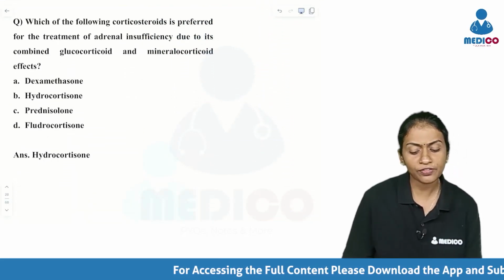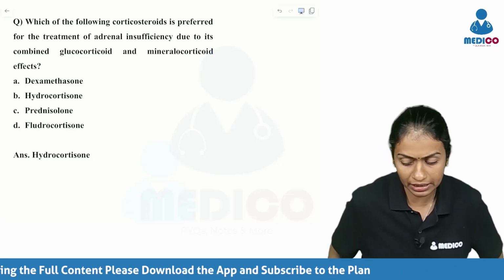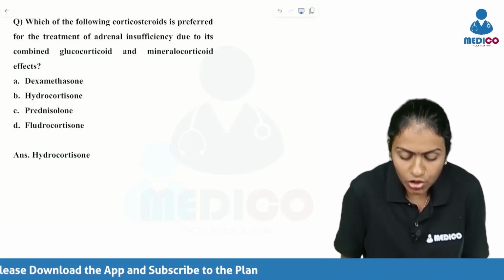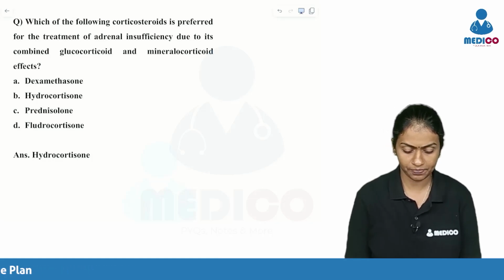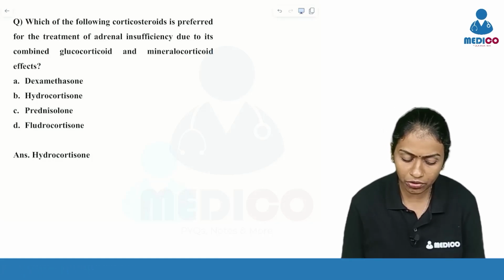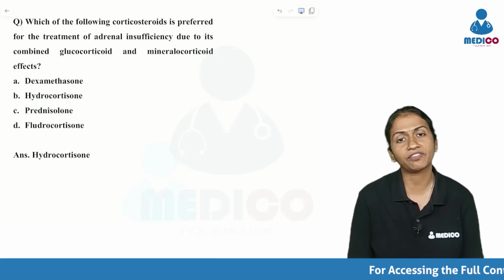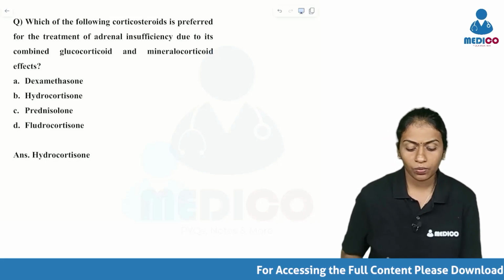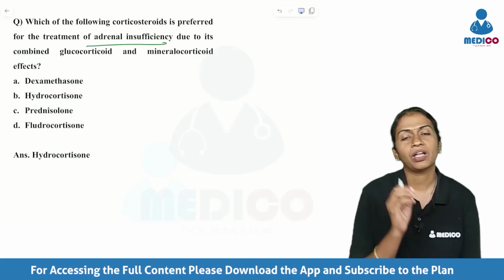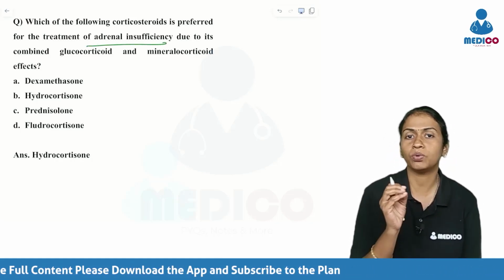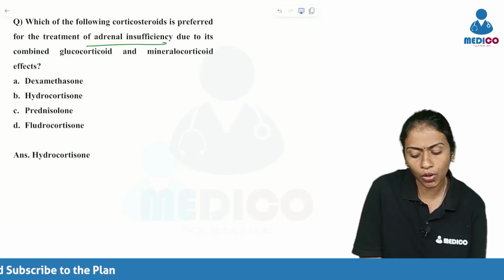Now, which of the following corticosteroids is preferred for treatment of adrenal insufficiency due to combined glucocorticoid and mineralocorticoid effects? Dexamethasone, hydrocortisone, prednisolone or fludrocortisone. The thing that you have to remember here is it is for treatment of adrenal insufficiency. We need agents that have got both glucocorticoid and mineralocorticoid activity. So we have two properties.